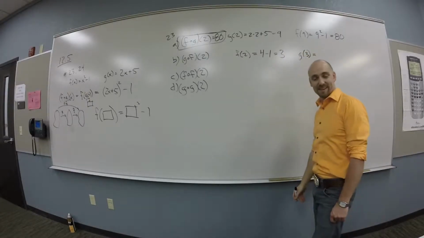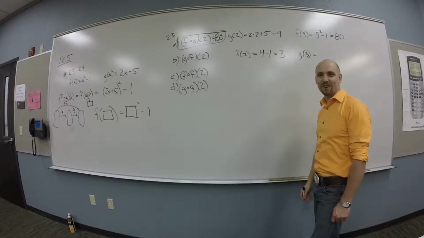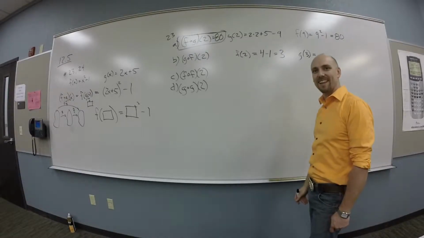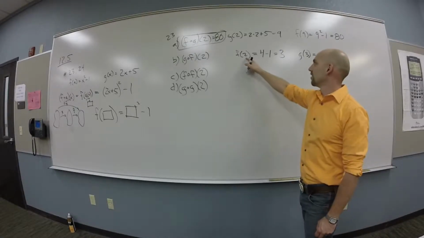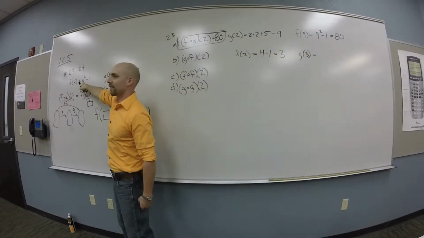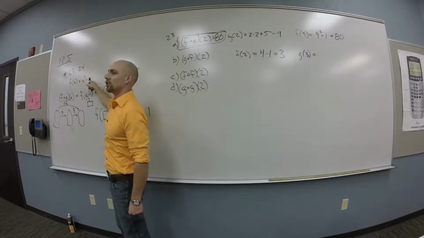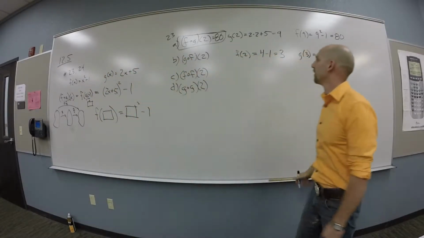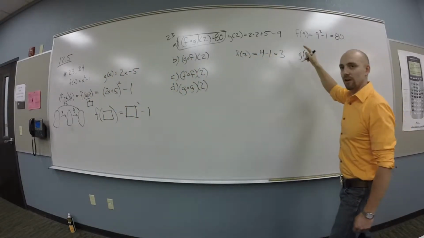You okay, Loretta? I'm just thinking you're going too fast. Okay, so where did you get the 4 minus 1? Right here in the first. I went to the rule for f, right? And I put 2 in. So I squared 2 and then subtracted 1. Then you can put the 3 in for x in g.